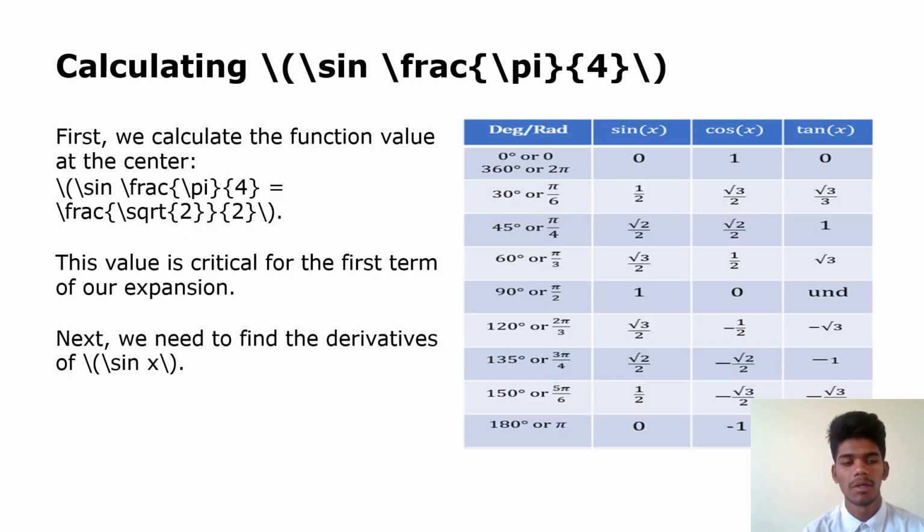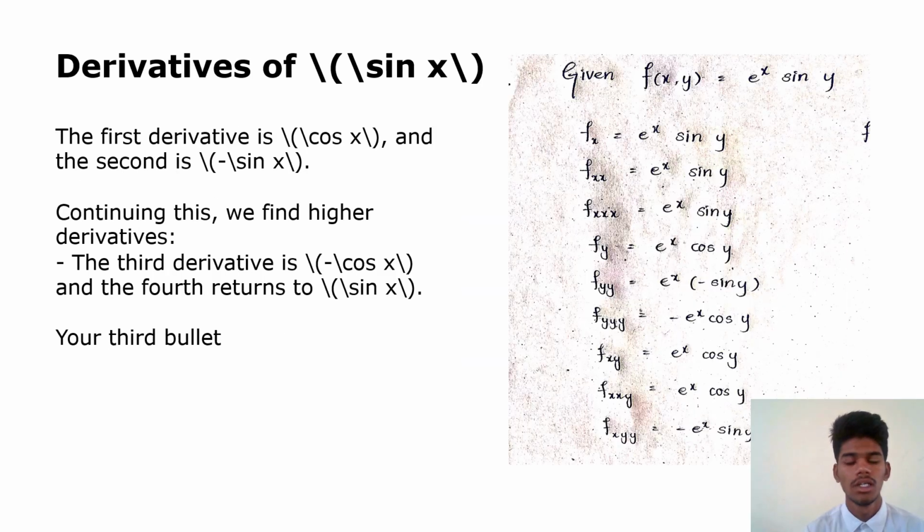Calculating sine pi by 4 values. As we know the trigonometric functions, first we calculate the function value at the center. Sine pi by 4 is equal to 1 by root 2. This value is critical for the first term of our expansion. Next, we need to find the derivatives of sin x. The first derivative is cos x and the second is minus sin x. Continuing this, we find the higher derivatives, the third and the fourth derivatives.